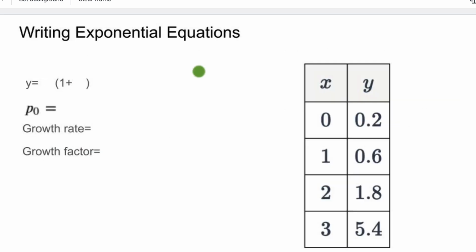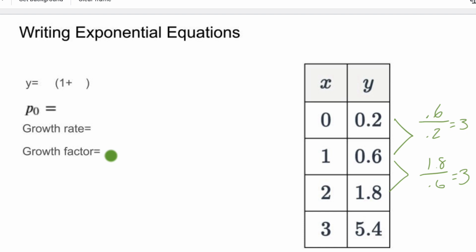So if we're looking at this table and we want to write our exponential function, we want to look at some things like, what is it increasing by? Making sure that x is going up by 1, 0.6 divided by 0.2 is 3. 1.8 divided by 0.6 is 3. So we know, again, 5.4 divided by 1.8 is still going to be 3. So we know that 3 is our growth factor.